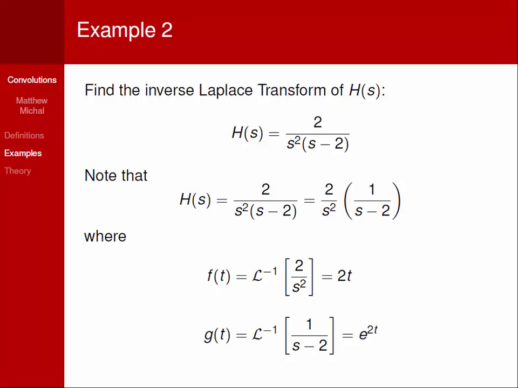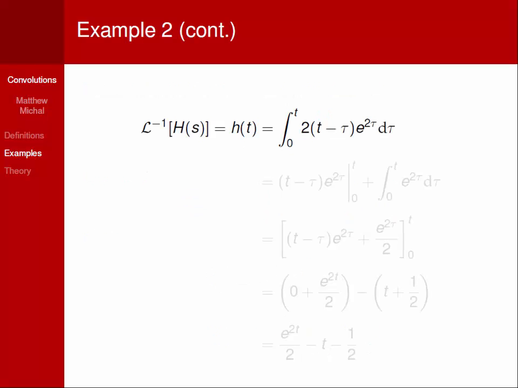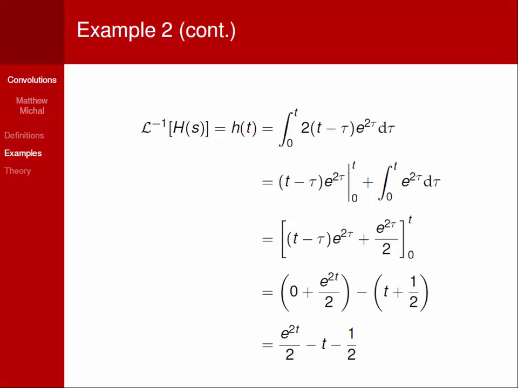I was also going to ask, so those are your f of t and g of t, but how do you work that? So we'd convolve them, right? We could calculate it out doing integration by parts. And this would be my final form. The convolution of t and e to the 2t can be easily calculated.